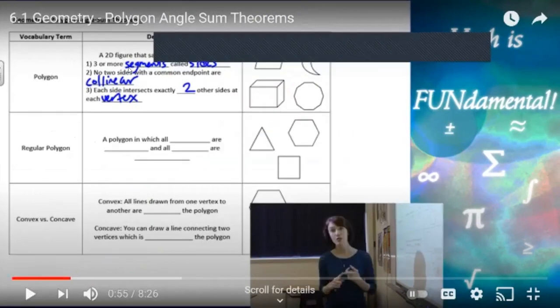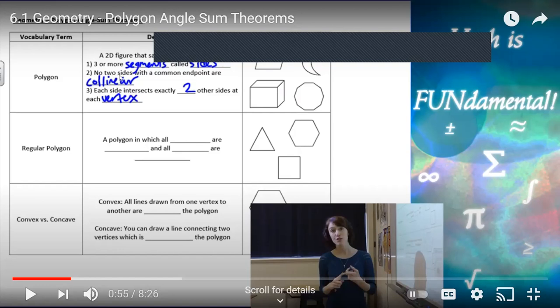So a polygon is a two-dimensional figure that satisfies these conditions. Right? It has three or more segments as sides. Right? No two sides with a common endpoint are collinear. And then each side intersects exactly two other sides, but only at its vertex. Yeah, so the answer is only these two.